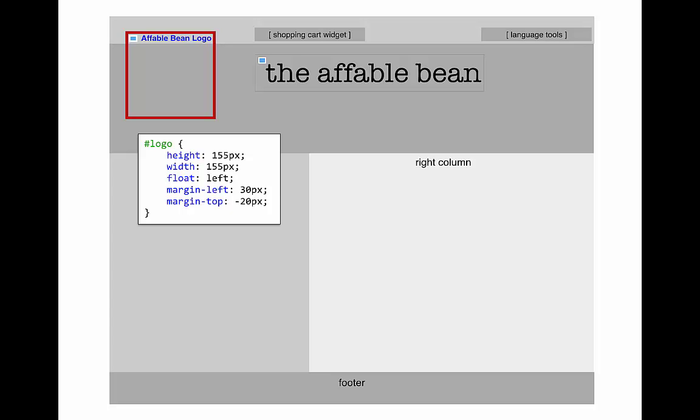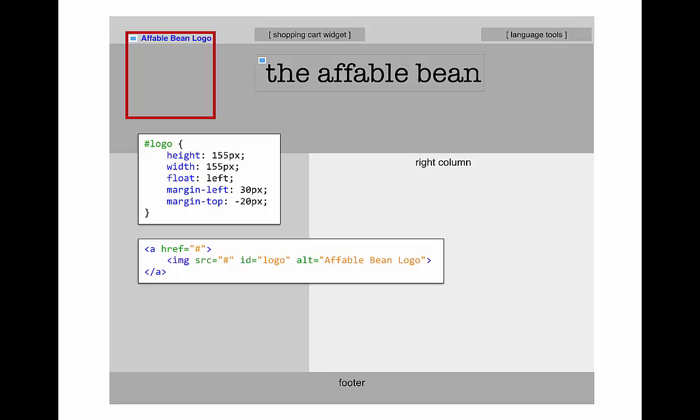But we do have margins here. The left margin moves the logo 30 pixels to the right, and the top margin moves the logo 20 pixels into the widget bar area. That's because we have a negative number on the top margin. The HTML code here is an image inside of a link. Because we do not have a legitimate source for our image yet, the alt text is displayed, which is Affable Bean logo.